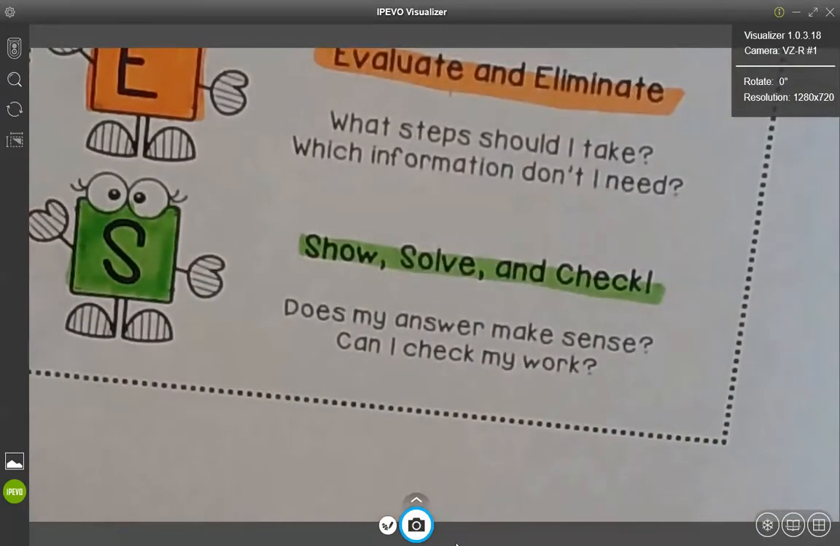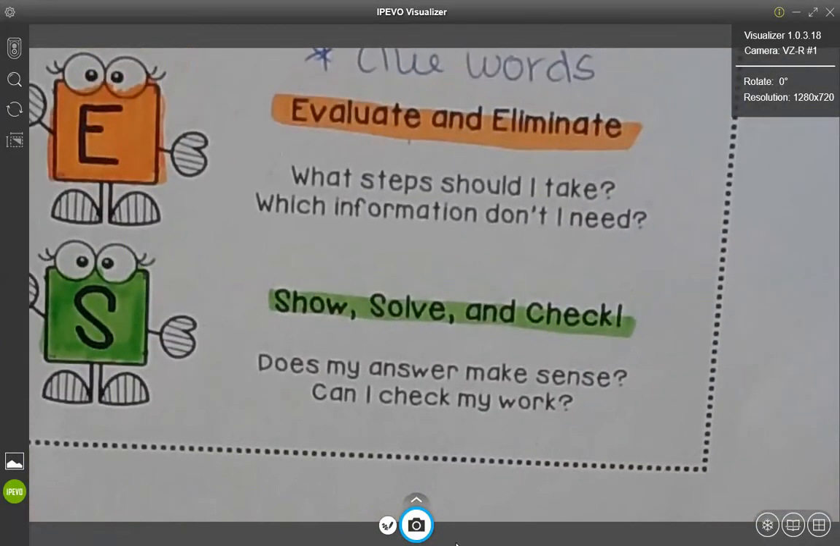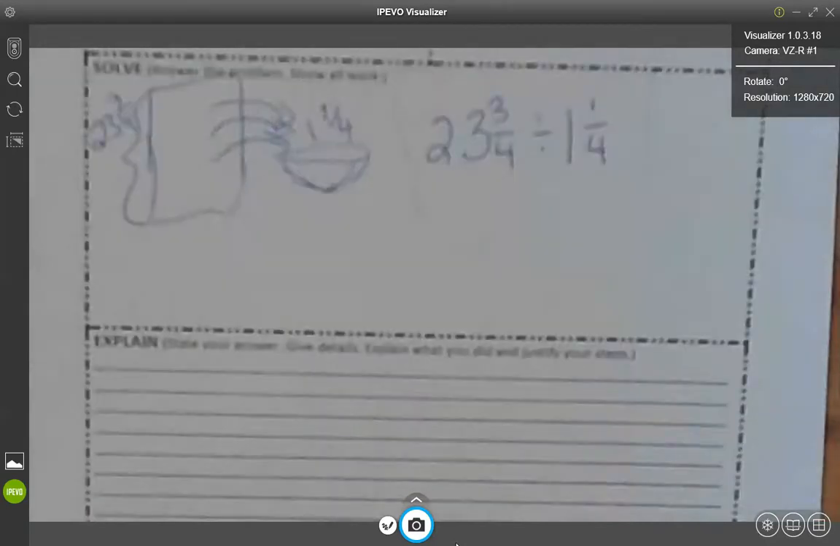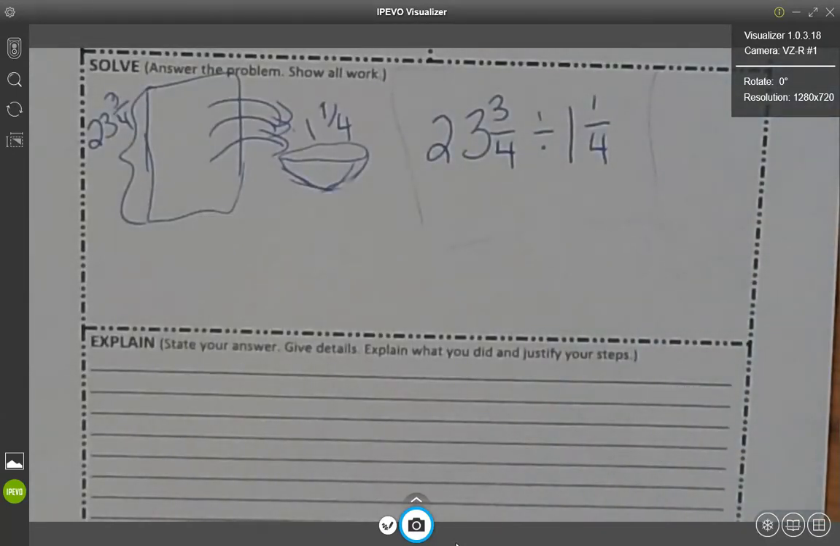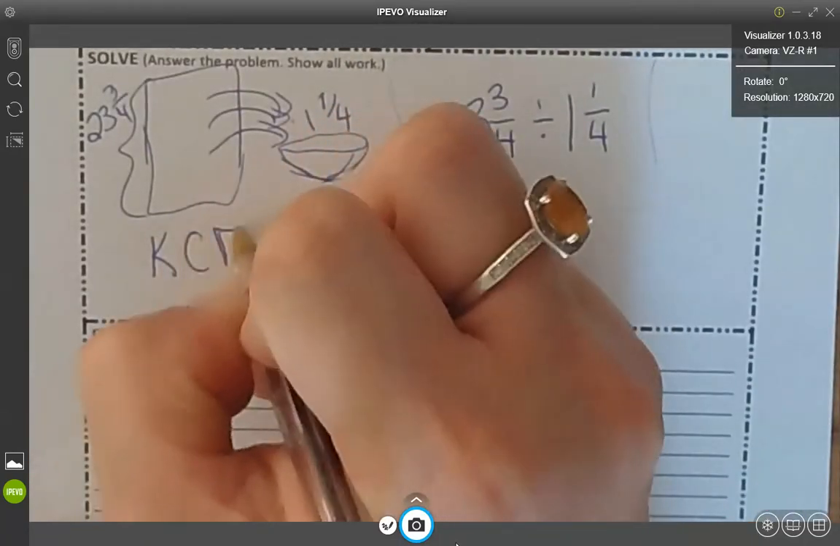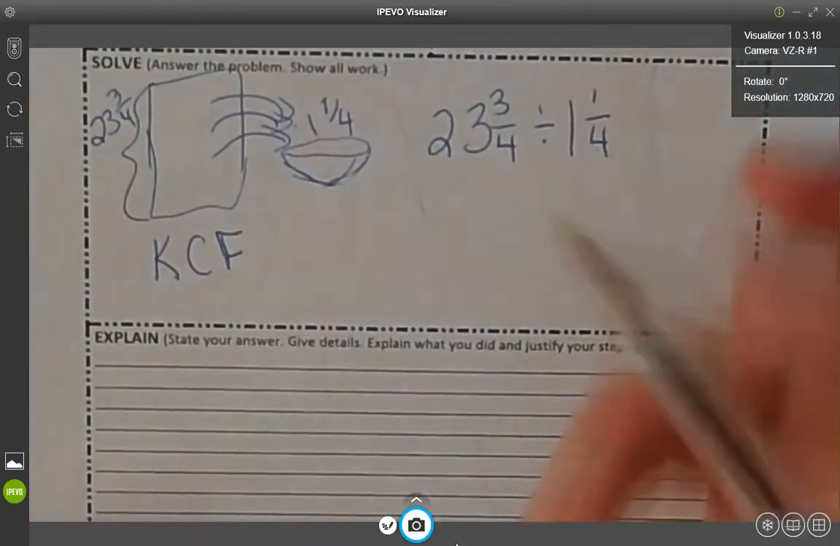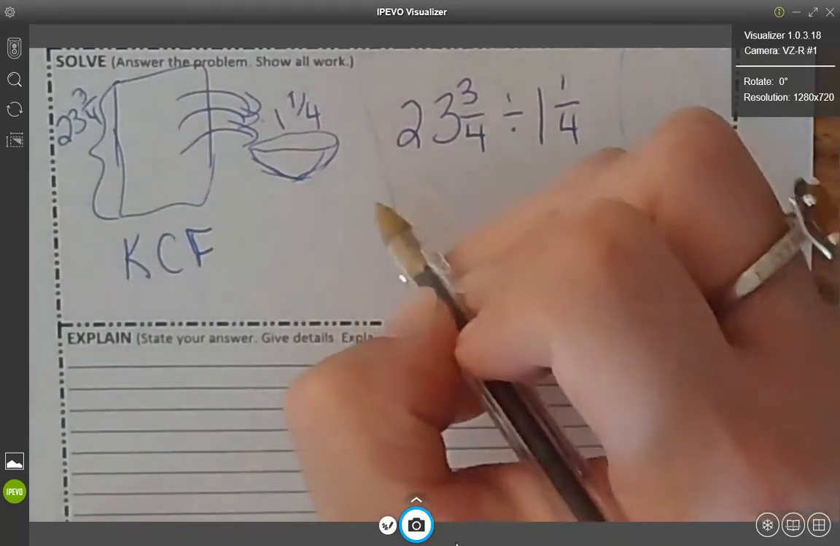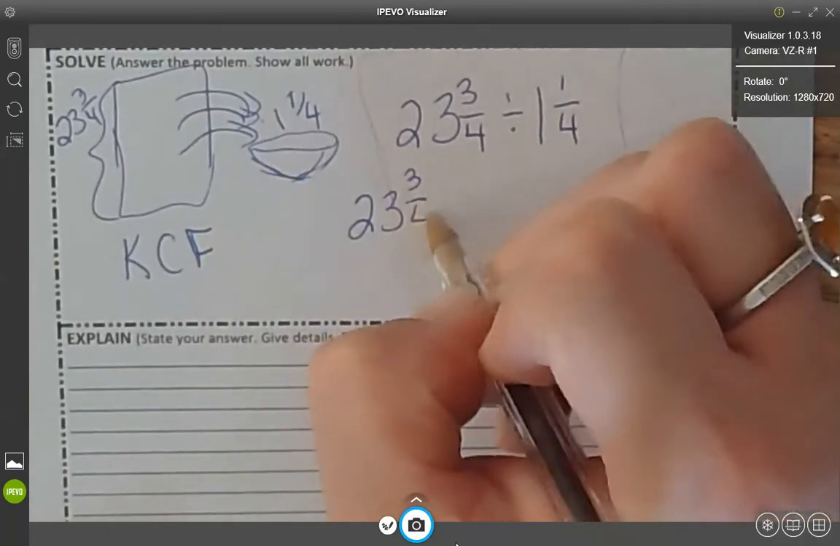Some of us are kind of just sitting there. I need you guys to make sure you're also highlighting or putting the information in. All right, so let's go ahead and show, solve, and check this right here. So this is dividing fractions. So when we divide fractions, what's important for us to remember? Keep, change, flip, KCF, right? So KCF, I keep the first one, change it, flip it. We also need to take any mixed numbers and change them into what? Improper fractions, right? So I'm going to go ahead and write this out like this.